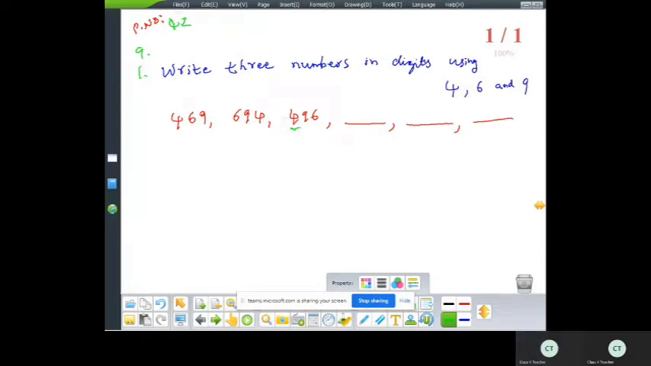Here the digit in the 100 place is 4, 4 is over. Next, the digit in the 100 place is 6. Now with 6, the remaining digits are 9 and 4. We can write them in reverse: 649 is one number.